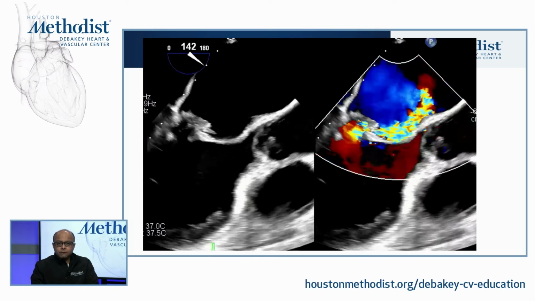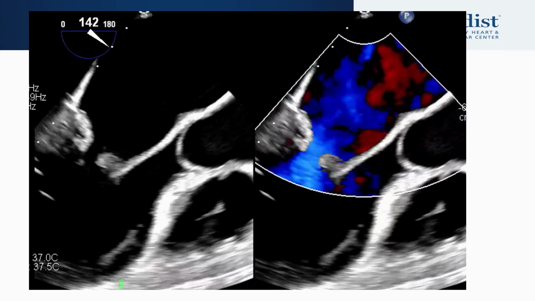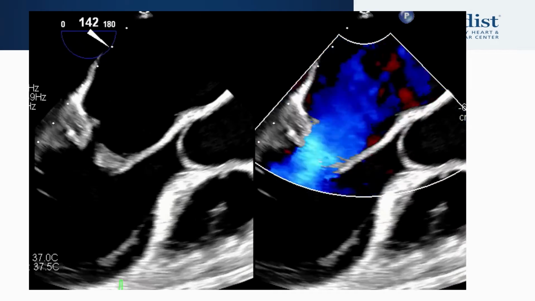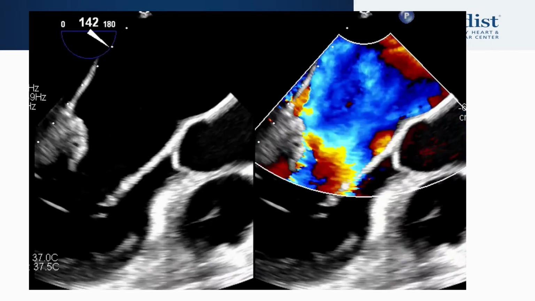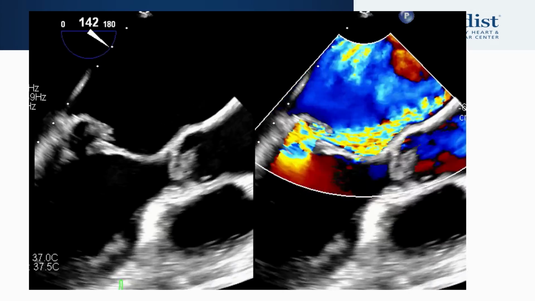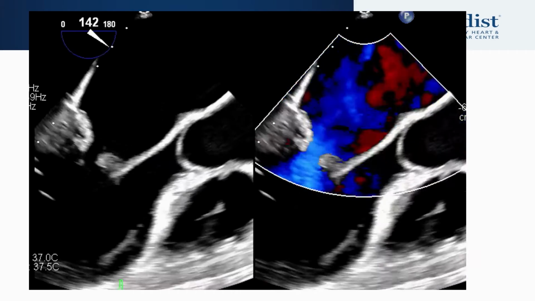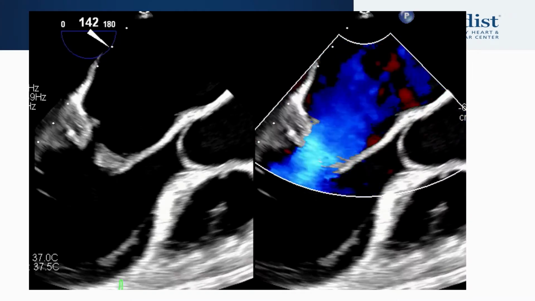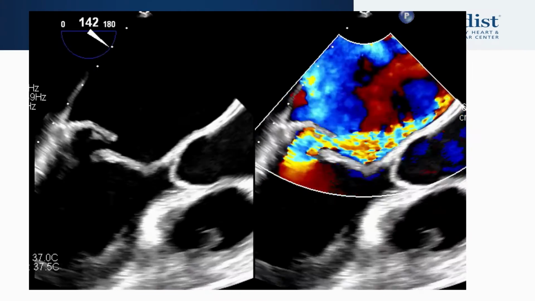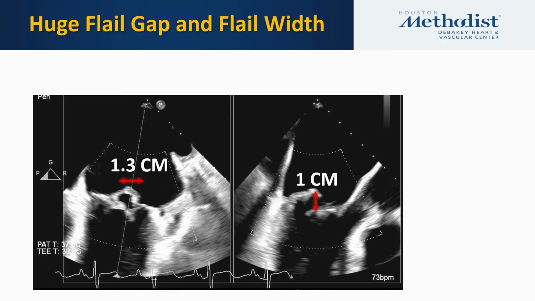So the procedure is performed under general anesthesia in the cath lab with TEE guidance. So here are the intraprocedural images. Again, you can see a big posterior leaflet prolapse and flail with an eccentric anteriorly directed jet of mitral regurgitation. The leaflets are pretty thickened, as you can see, and this is characteristic of degenerative mitral regurgitation. The left ventricular ejection fraction appears to be normal, and of course the left atrium is enlarged, as is often the case in these patients with severe mitral regurgitation.